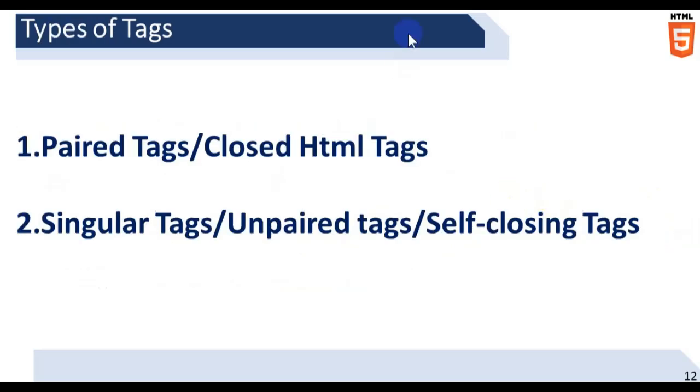In HTML we have two types of tags, guys. So the first one is what? Paired tags. The second one is unpaired tags, or closed HTML tags, self-closing tags, or singular tags. So we will see, guys, we have two types of tags, paired tags and unpaired tags.